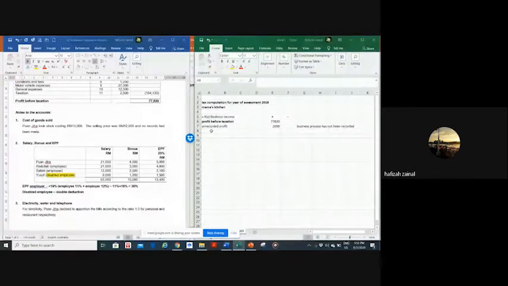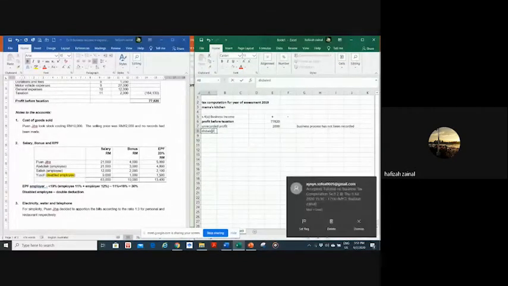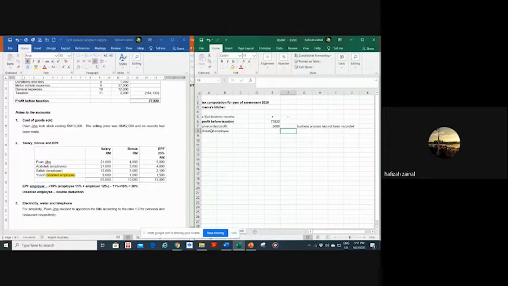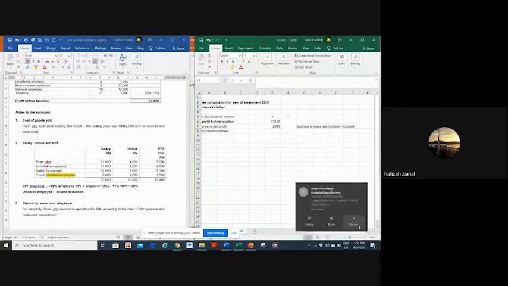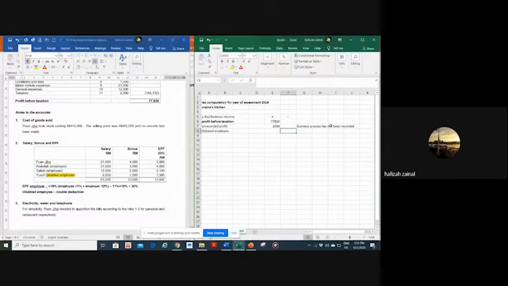So what do we do here? You have a disabled employee. Therefore, double deductions, right? Therefore, it will be deducted. So 9,000 plus 1,000 will be 10,000. So we just put 10,000. So this is why you deduct, because this is double deduction.